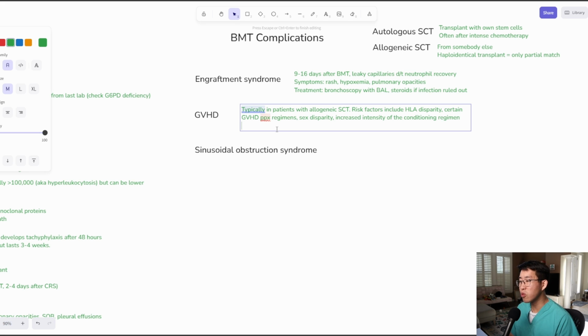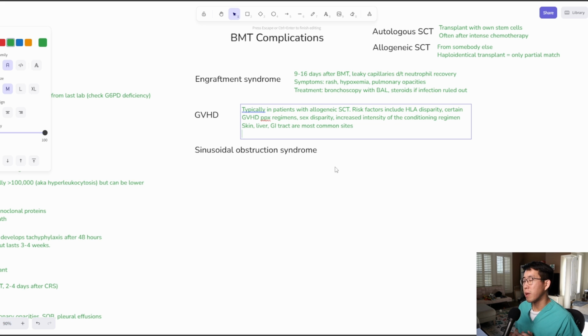So GVHD really likes to attack the skin, liver, and the GI tract. And so one of the things you may see in graft versus host disease is you may see diffuse rash if it's involving the skin. Or liver, you may see hepatitis, elevated liver enzymes. In GI tract, nausea, vomiting, diarrhea, just abdominal pain, things like that. Again, steroids are sometimes used to kind of calm down this attack on your own body from these foreign white blood cells.